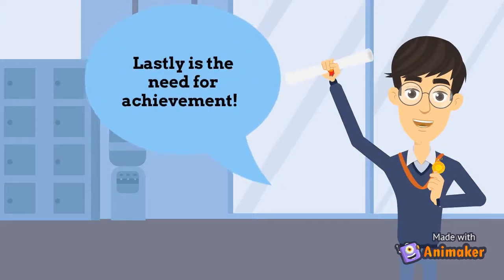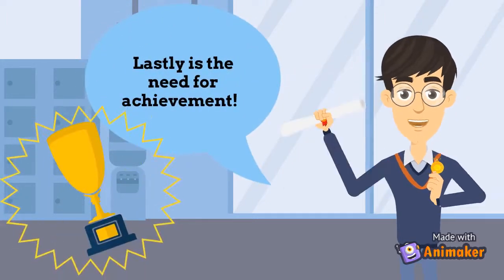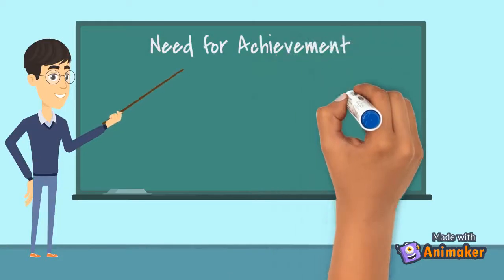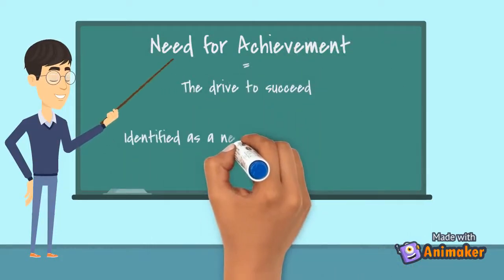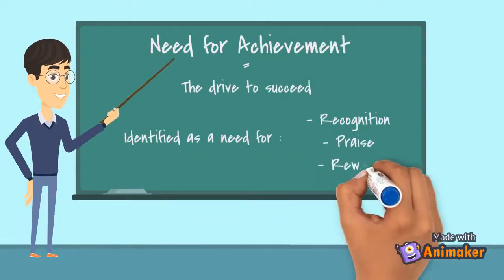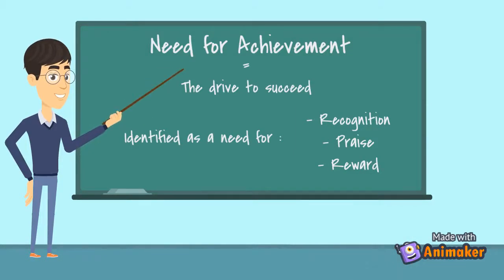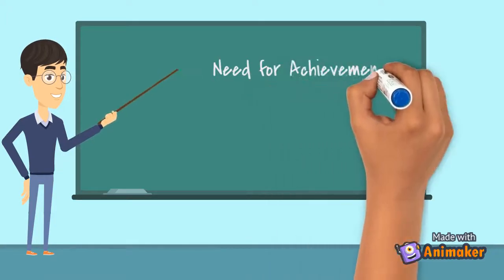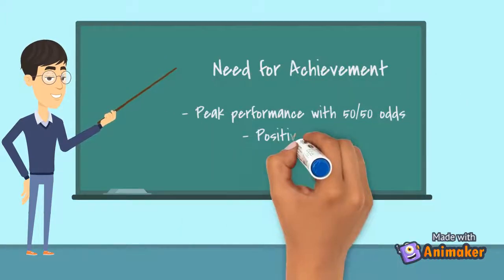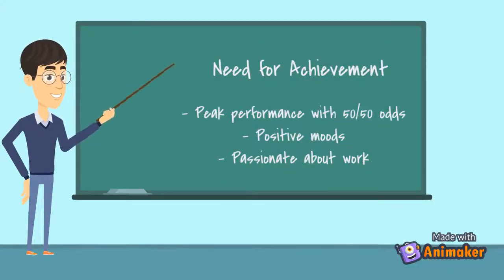The last of McClelland's needs is the need for achievement. A need for achievement can be easily described as the drive to succeed. People with a high need for achievement enjoy recognition, praise, and reward. People with a high need for achievement have a peak performance when the odds of success in their work is 50-50. They also carry a positive mood at work and are passionate about their work.